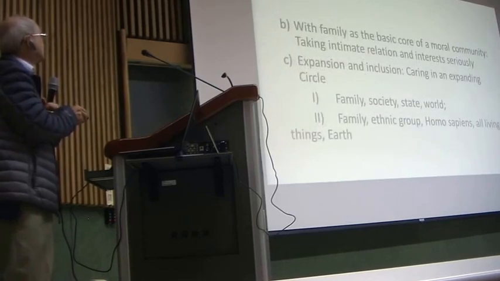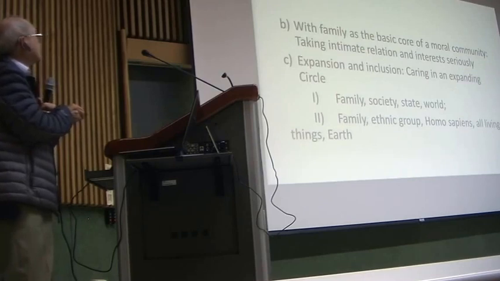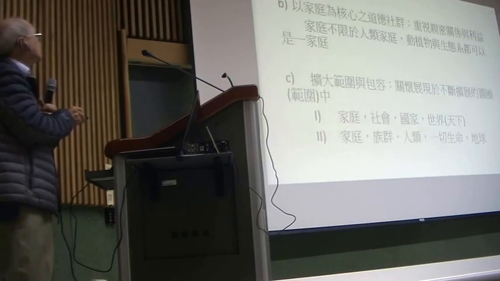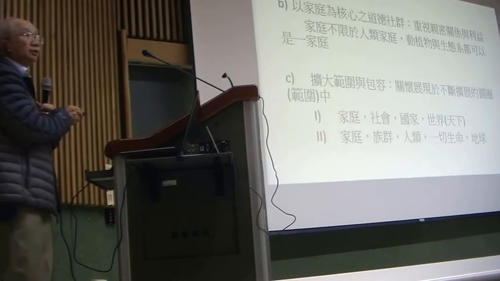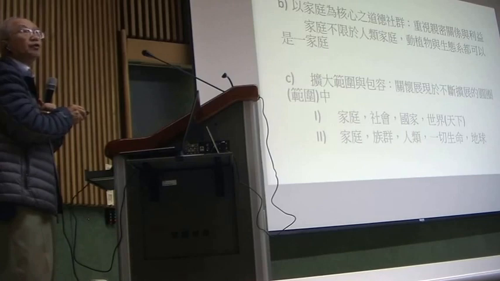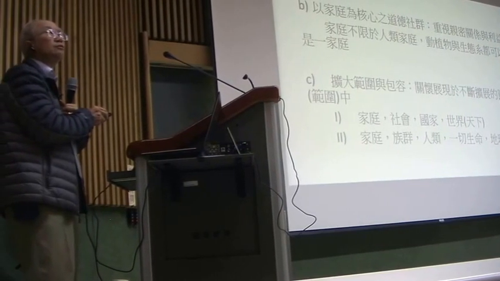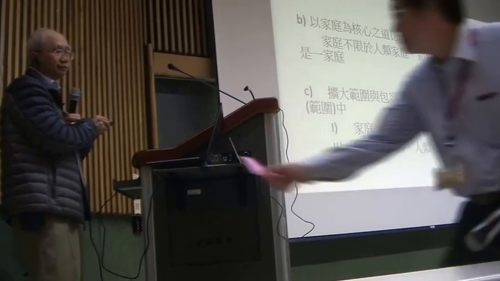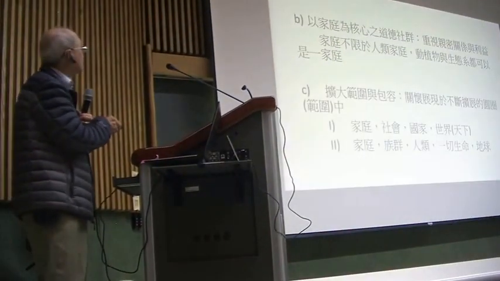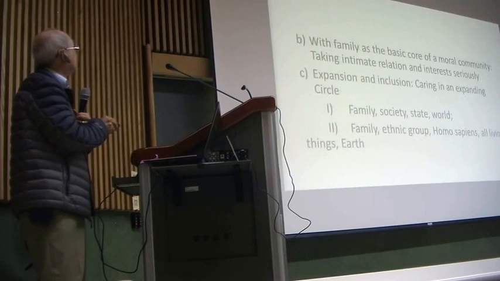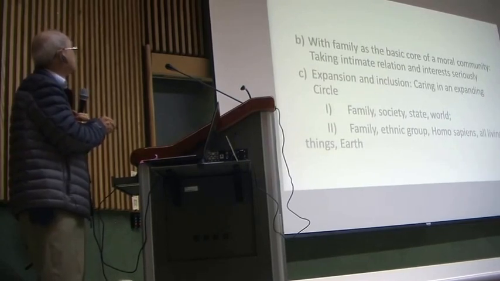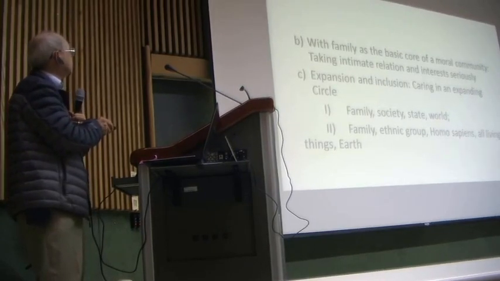Now, the second part is about the family as the basic core of moral community. That seems obvious for us, again, even for the Asian nations. Sometimes we talk about it in the West, because the West has been long versed in individualism. But the second part is about expansion and inclusion.